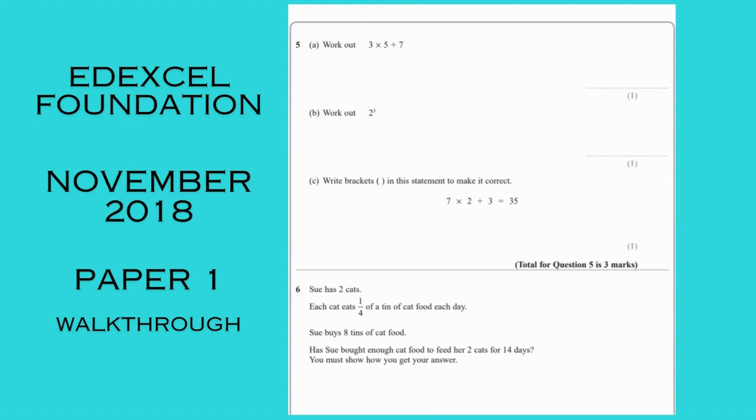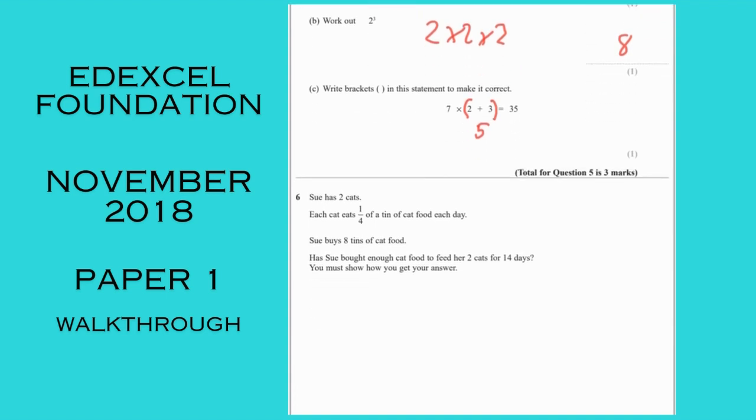On we go. So, number work, a bit of maths, a bit of indices. Don't forget multiplication comes first. So it's 15 plus 7, 22. 2 cubed means times it by itself and again, giving you 8. Where do we need the brackets? We would need to make that 7 times 5 to make 35.